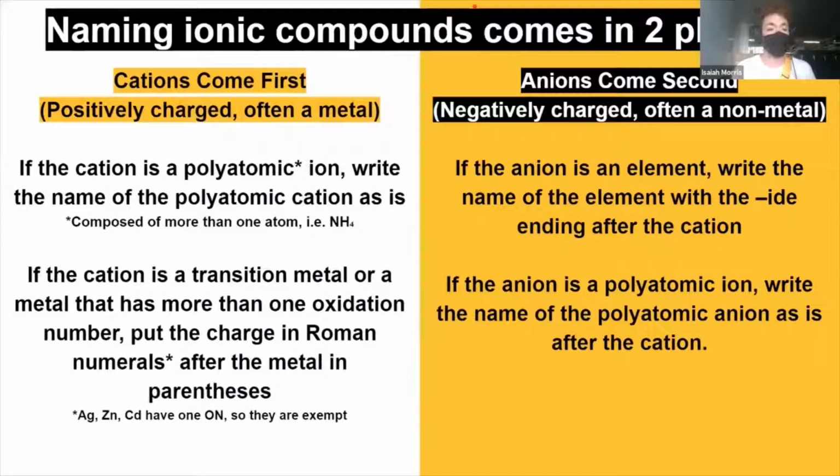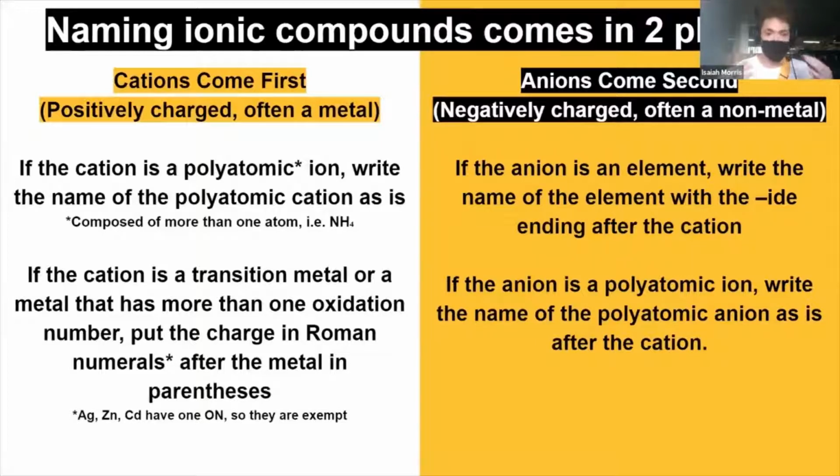But if the cation is a transition metal, or a metal that has more than one oxidation number, you put the charge in Roman numerals after the metal in parentheses. As you can see on the bottom, there are some exceptions to this, but that's the general rule of thumb. Then once you've identified your cation and you know what you're doing with it, you move on to your anions. The anions come second. They are negatively charged, and they are often a nonmetal. For these anions, you write the name of the element along with the suffix "ide" at the end of it. And if the anion is a polyatomic ion, you write the name of the polyatomic anion as it is after the cation.